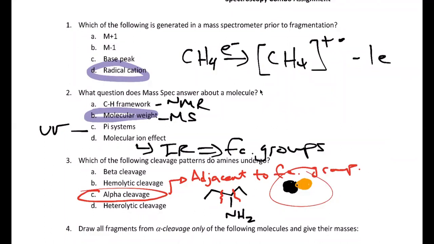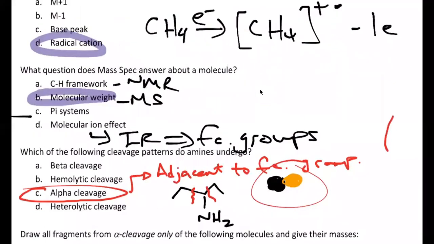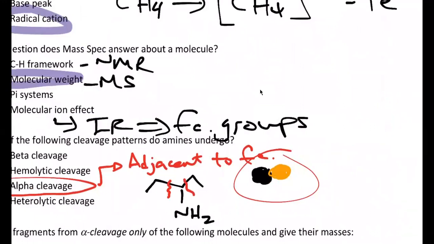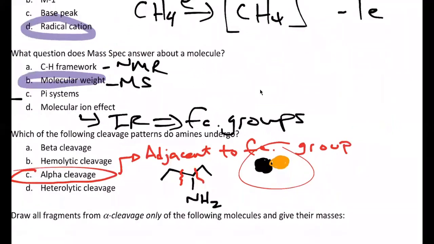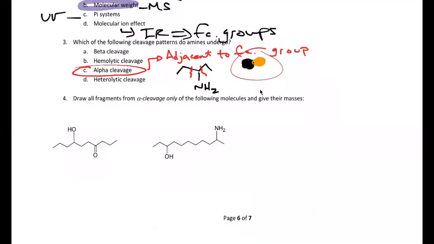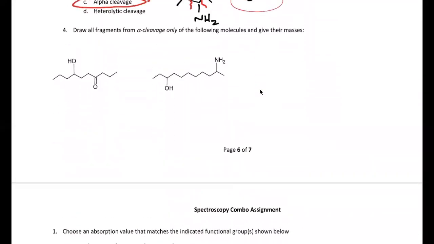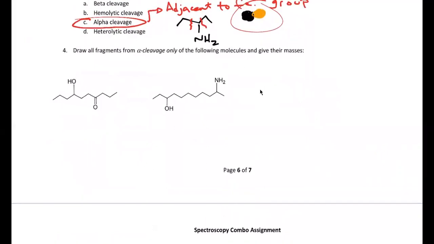All right, so it's adjacent to that functional group, whatever the functional group is. Let me zoom in and fix that. Right, so that's what alpha cleavage is. It's next door. So here's a great example. It says draw all the fragments from alpha cleavage, only, right? Because if you have alcohol present, then you can also do dehydration, which we talked about already. But it says draw all the fragments from alpha cleavage.